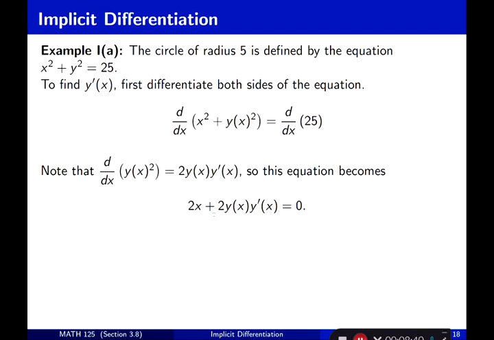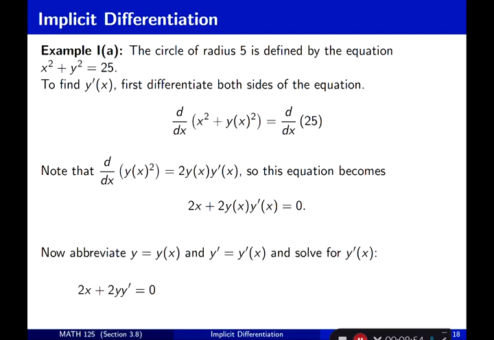So the purpose of this is that we took the derivative and y prime appeared. So solve for y prime. Solving for y prime, subtracting 2x from both sides and dividing by 2y. After you understand the chain rule, it helps to abbreviate. Instead of writing y of x, write y, and instead of y prime of x, write y prime, and then solve to get y prime is equal to negative x over y.